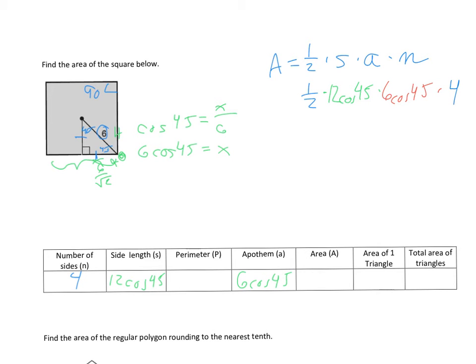And when I work all that out, I end up getting simply 72. I don't have units here, so that would be 72 units squared. If you used 6 radical 2, or 6 divided by radical 2, that would be the apothem, and then double that would be 12 divided by radical 2, so you could do that as well. So there's a few ways to solve a square.